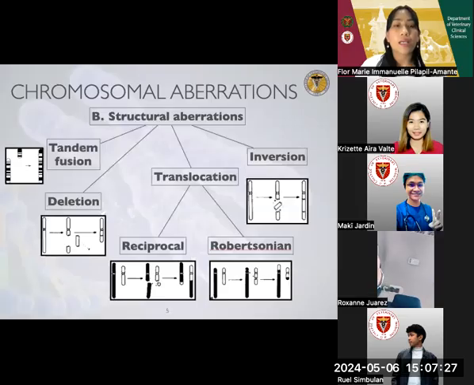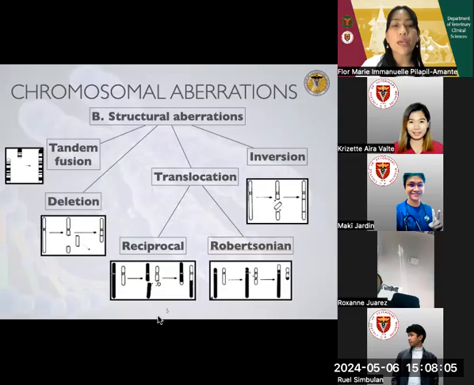Next, we have structural abnormalities. So we have 6 variations here. We start with tandem fusion. So just portions of the chromosome would join as one. And then we have portions of the leg of a chromosome that is being removed. So we have deletion coming from, let's say here, the longer leg of the chromosome. Now the middle third is removed, resulting in a shorter leg of the chromosome.